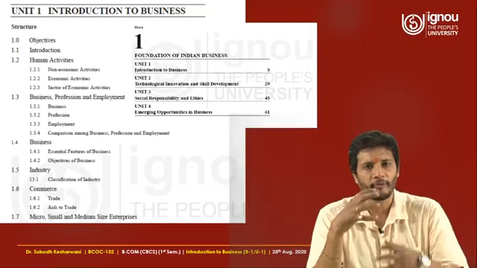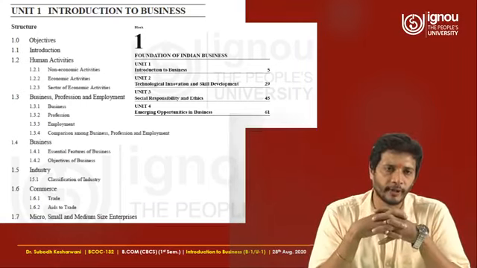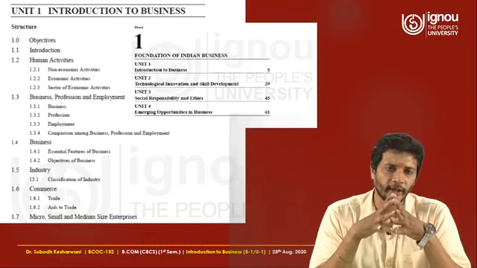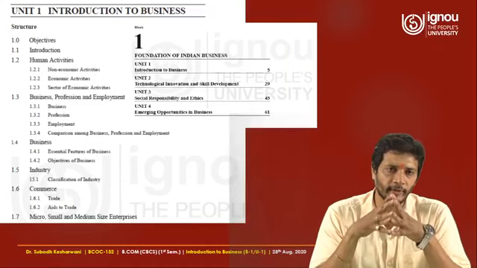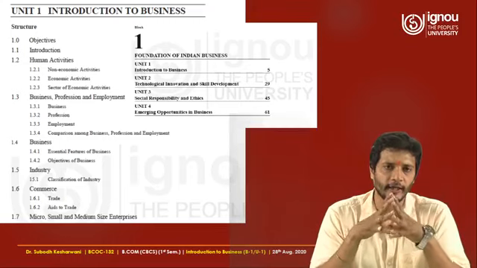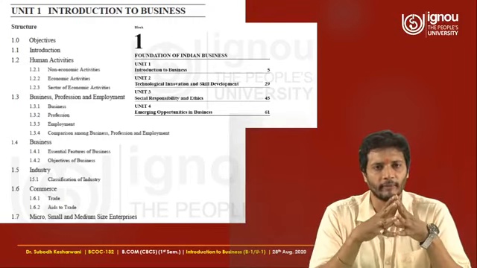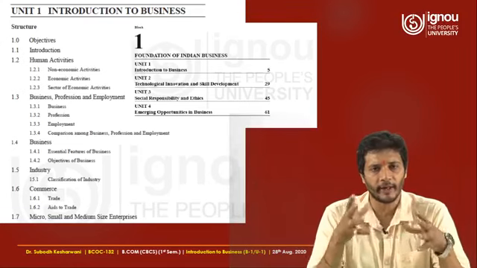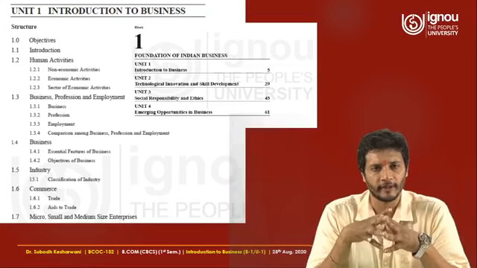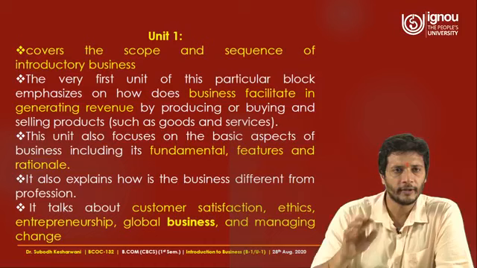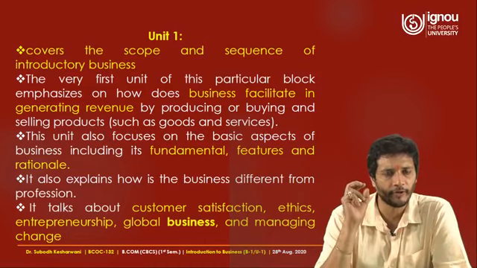When you talk about the foundation of Indian business, it revolves around 4 chapters. The learners can have a view of all these chapters in the coming time, where they can get a glimpse of all of them and know how things are interrelated when you're talking about business, skill development, or social development and ethics. Emerging opportunities in business is one step ahead of that, talking more about technology and other things. Anyway, if we talk about Unit 1, it covers the scope and sequence of introductory business.